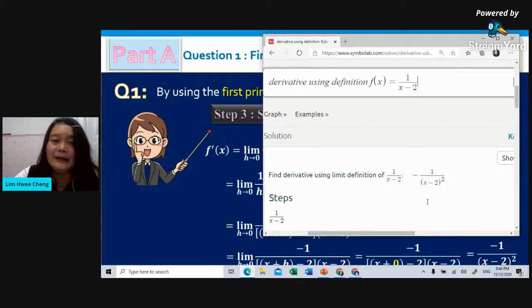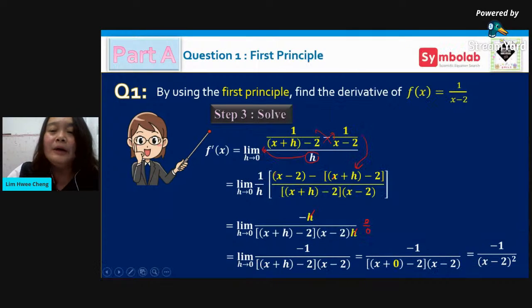Okay, clear? So this is how we apply the symbolic in doing first principle differentiations. After this you can go back and try. Okay, so we proceed to the next questions.